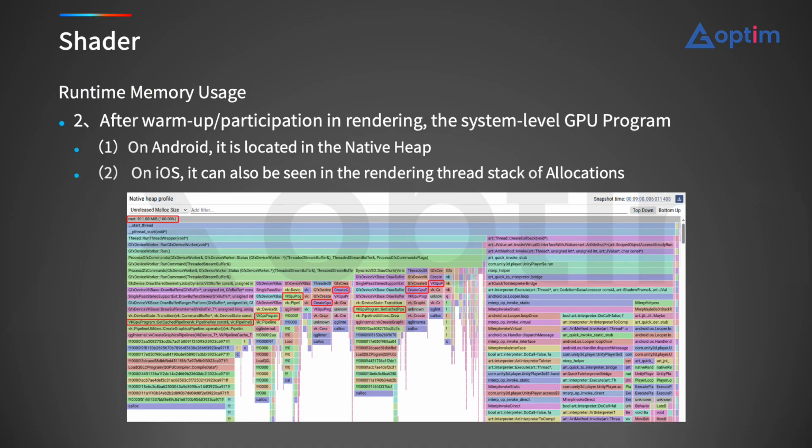Second is the GPU program layer. When shaders are warmed up or participate in rendering, the system generates GPU program objects. This behavior is consistent across platforms. On Android, these allocations usually appear in native heap. On iOS, you can observe similar behavior inside the rendering thread allocations.